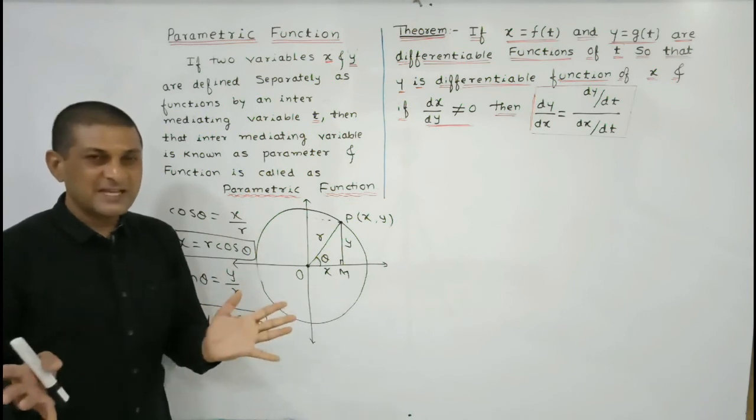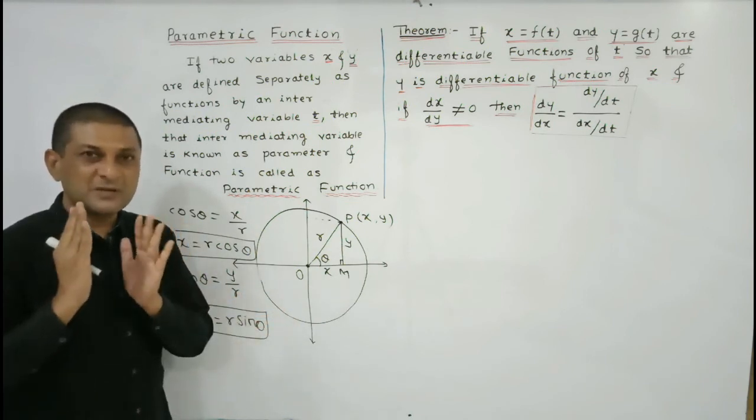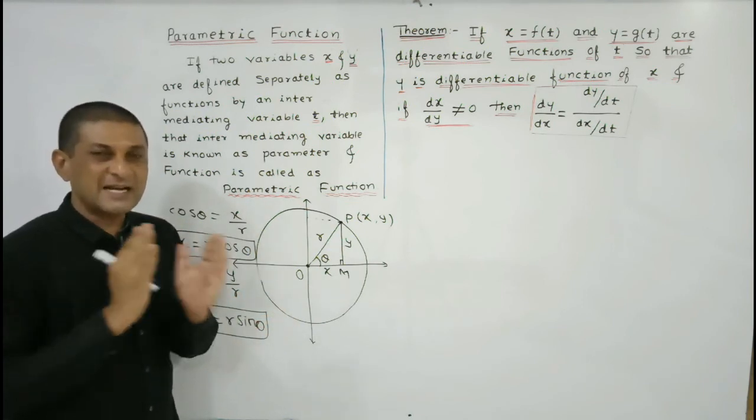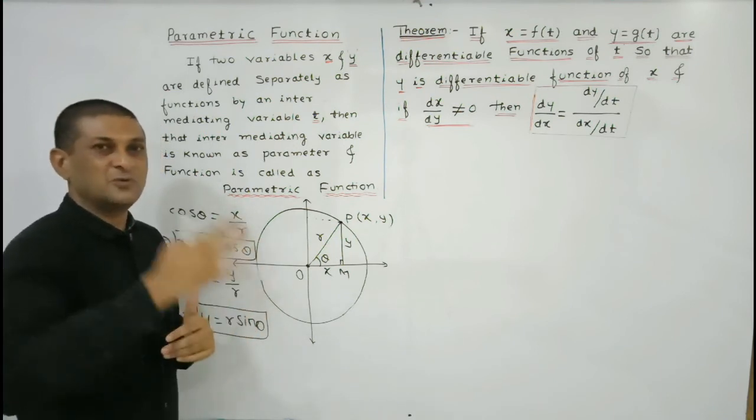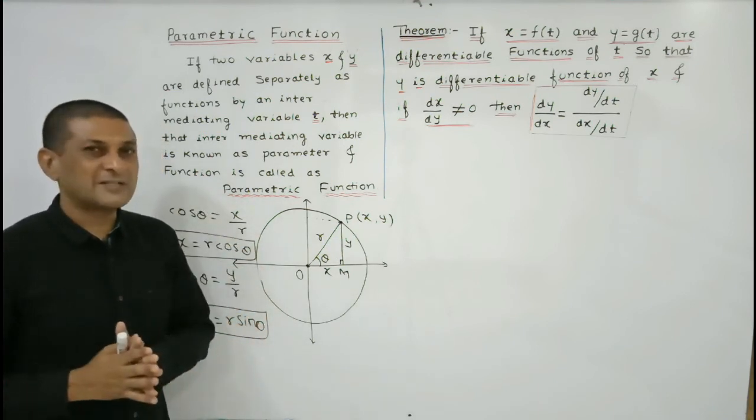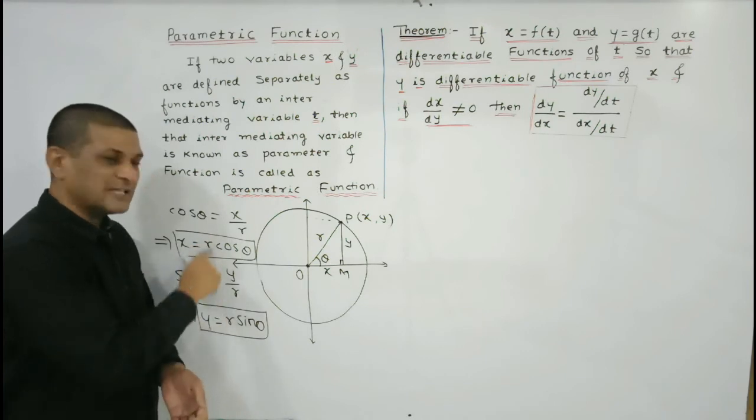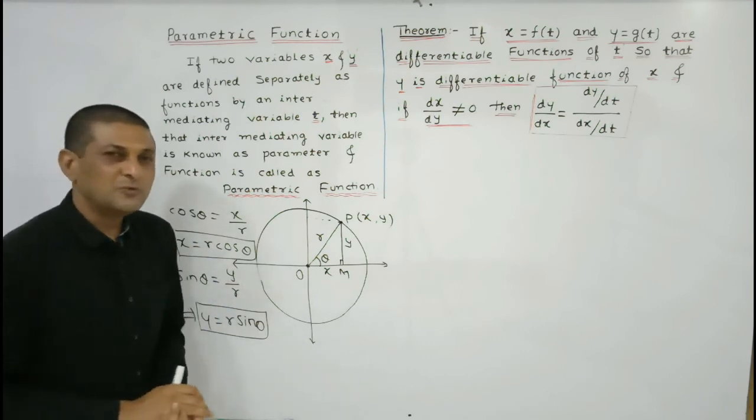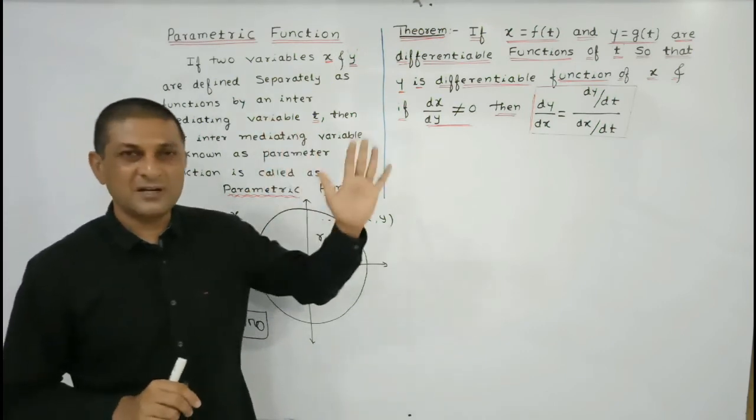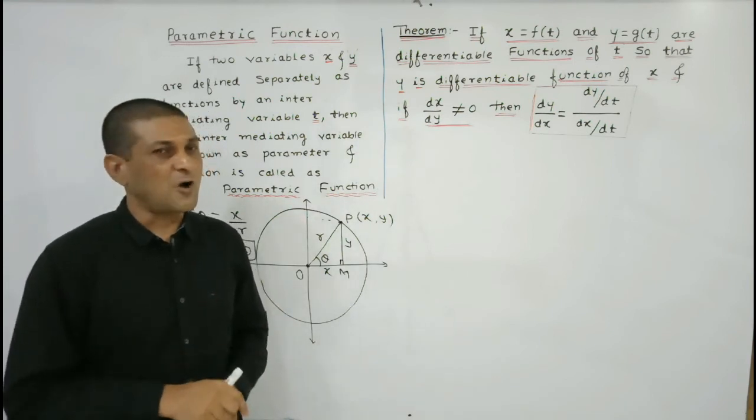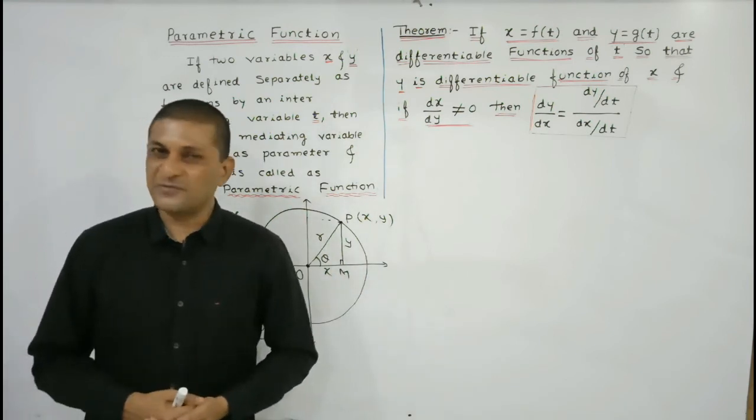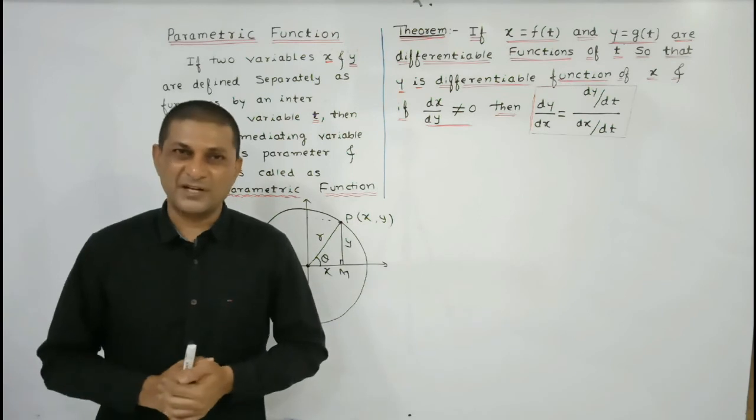Hope the definition of parametric function is very clear to you with the help of this simple example, isn't it? We can say that a function is parametric if our original variables x and y are expressed in terms of a new variable, that new variable is called the parameter, and the function is called a parametric function. Now we are trying to prove an important theorem to find the differentiation of such functions, meaning parametric functions. So let us try to prove this theorem.